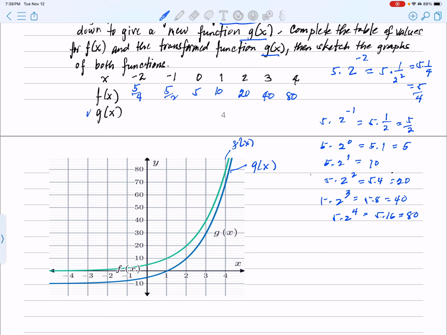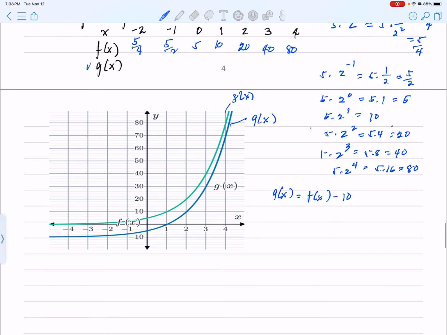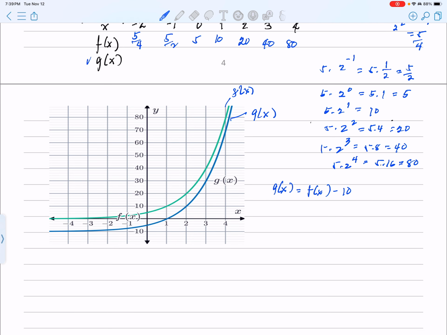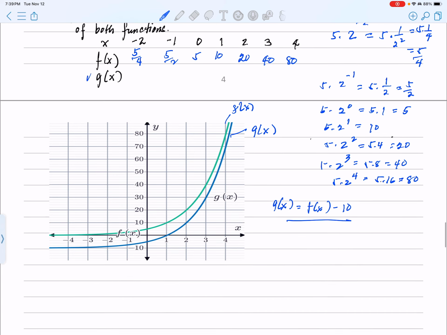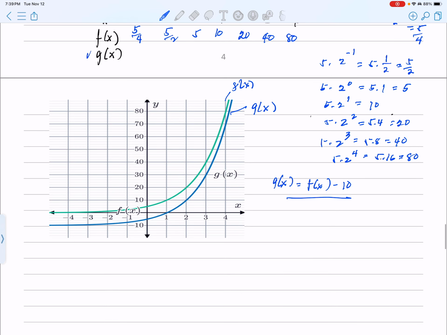Right? So we need to get the g of x. As the graph is translated 10 units down, g of x would be f of x minus 10. So we can subtract 10 from each value in the table for f of x to find the corresponding value of g of x.